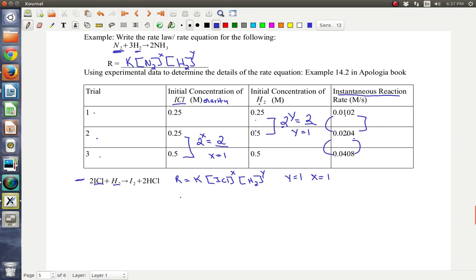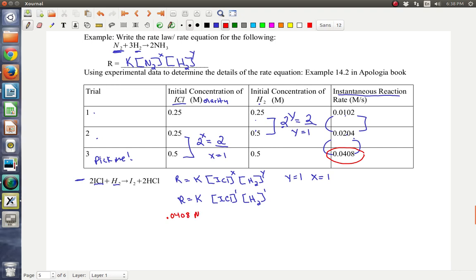Now let's put it into the rate equation. The rate is going to equal a constant times the concentration of ICl to the first power times the concentration of hydrogen to the first power. Now our job is to figure out k. So I pick an instantaneous rate, any one of the trials. This time I'm going to pick this one, B. I'm going to use all the information from this trial, and I'm going to use a different color now. First of all, the R is the rate, and since the instantaneous rate is this, that's what's going to be in the R.